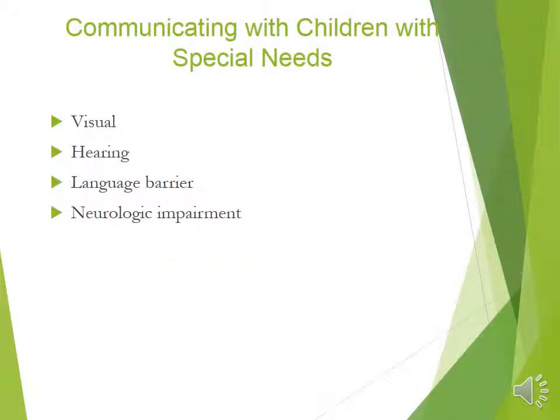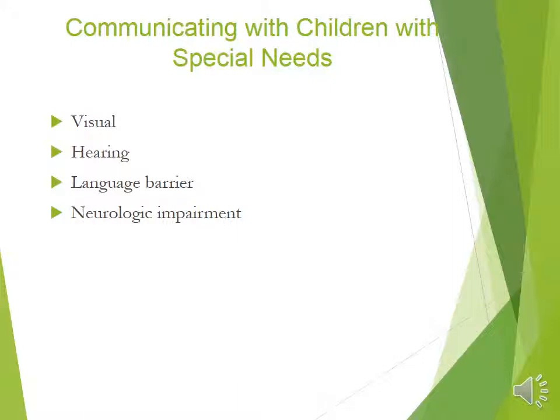When we talk about communicating with children with special needs, this encompasses children with a visual impairment, hearing, neurological impairment, and also child with a language barrier. So when we talk about a child with a visual impairment, you want to obtain an assessment of the child's self-help skills and abilities. And that goes for toileting, bathing, dressing, feeding, and so forth.